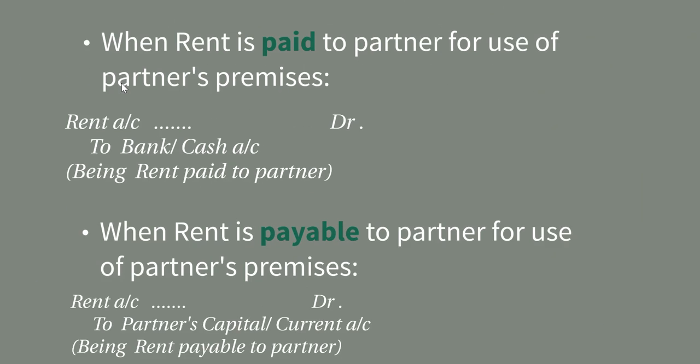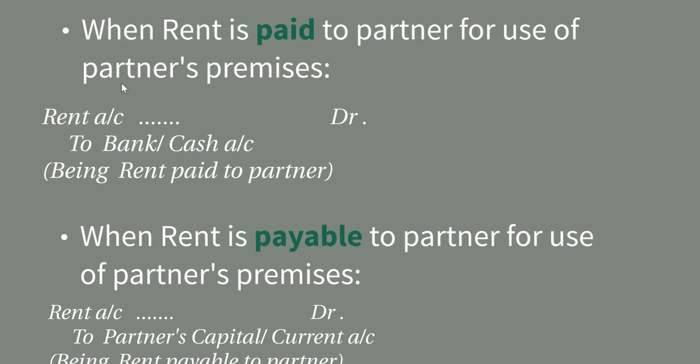Journal entry for rent paid: rent account debit to bank account. The rent is actually paid by the firm to the partner. Where the rent is payable to the partner for use of the partner's premises: rent account debit to partner's capital or current account. Capital account for fluctuating method and current account for fixed capital method.